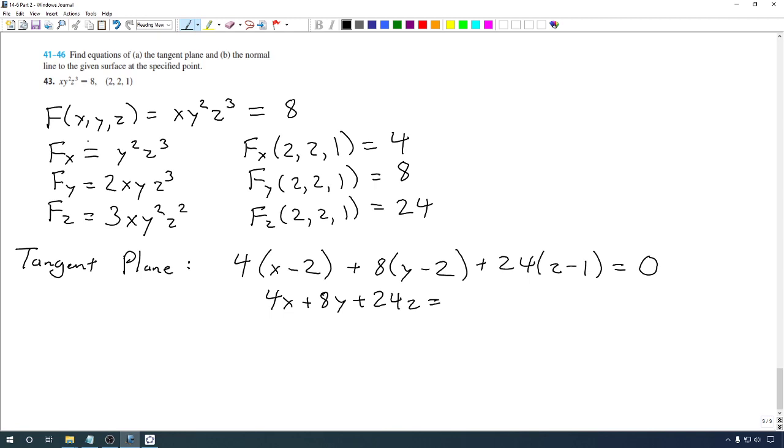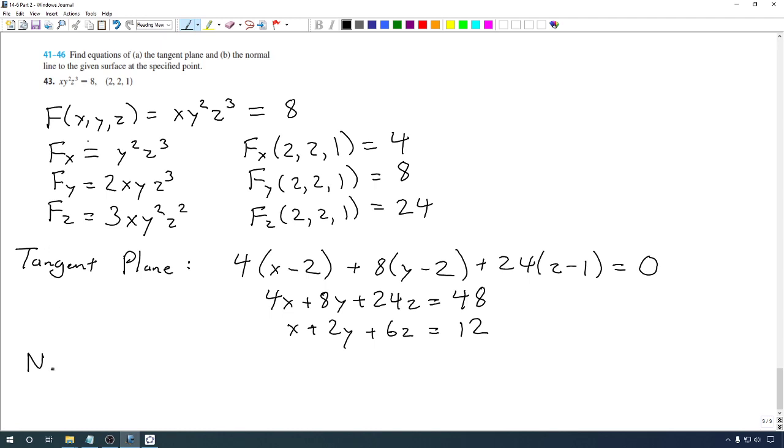In this particular case, that turns out to be 48. And of course, we could also simplify this by dividing everything by 4. Everything had a factor of 4 in it. So we could write this as x plus 2y plus 6z is equal to 12. That's the way I prefer to write it. You could actually write it as z equals an equation in terms of x and y if you prefer, but I find this the simplest way of looking at it.